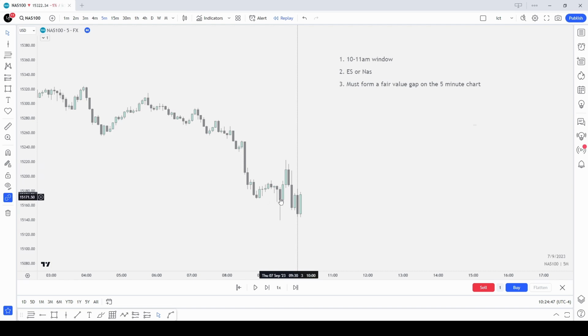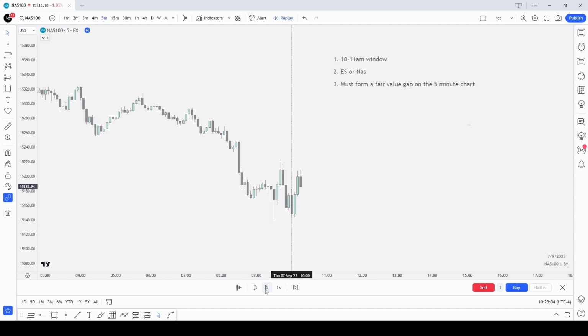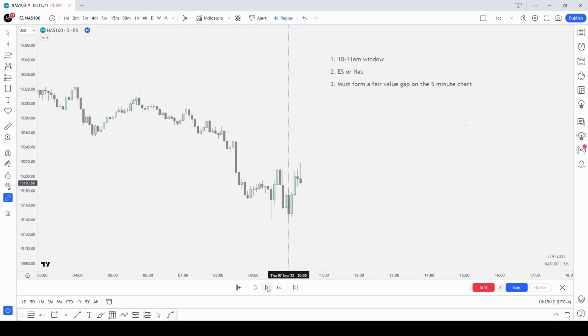So let's take you down into this example here, where we have 10 AM New York time marked up. And as the rules say, we're going to be looking for a fair value gap to form on the 5-minute chart. Take forward, we can see we've got a push up, and then we are anticipating a gap now. We have a gap which isn't valid until this next candle closes, and then the candle closes. So let's mark up our gap here.